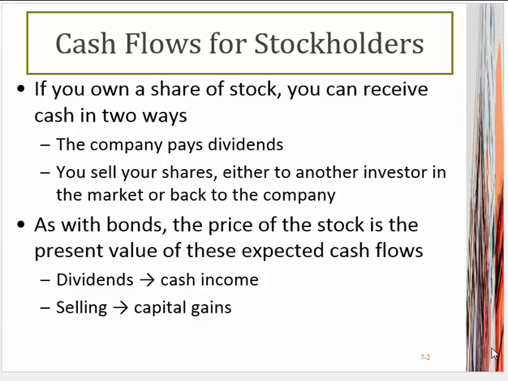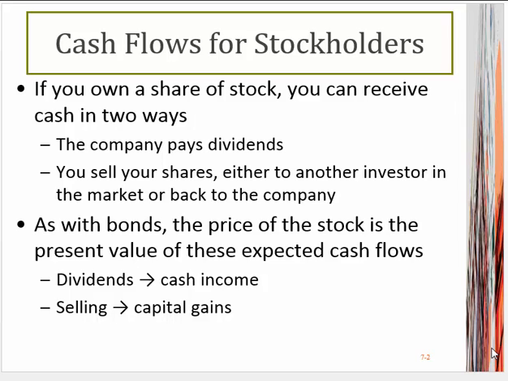There are typically two ways. You get dividends. If the company distributes some of its earnings, you will receive a dividend. And then, of course, at the end, you have the stock price. You can ultimately liquidate your investment, and then you will get compensated for the price of the stock.